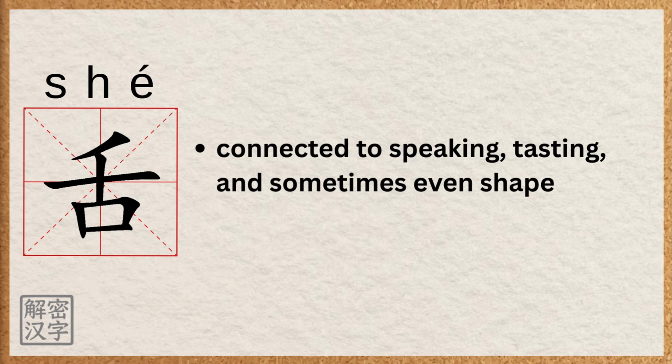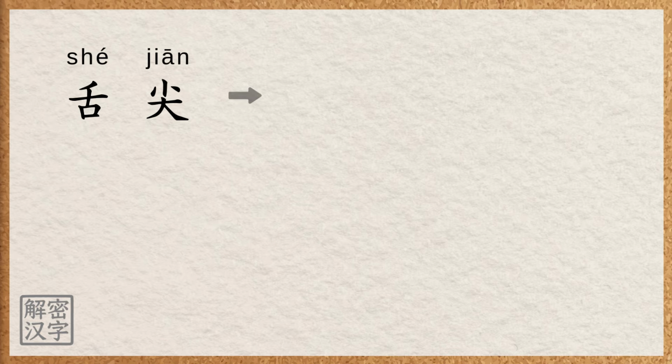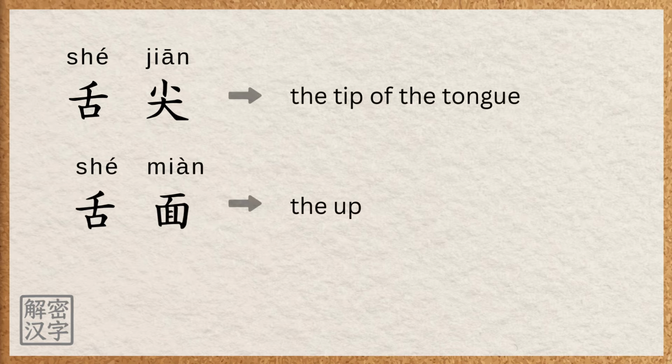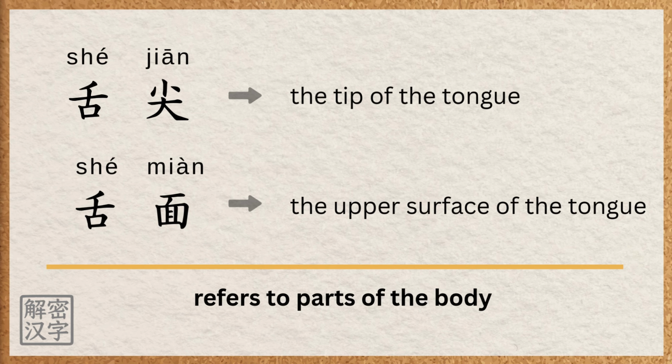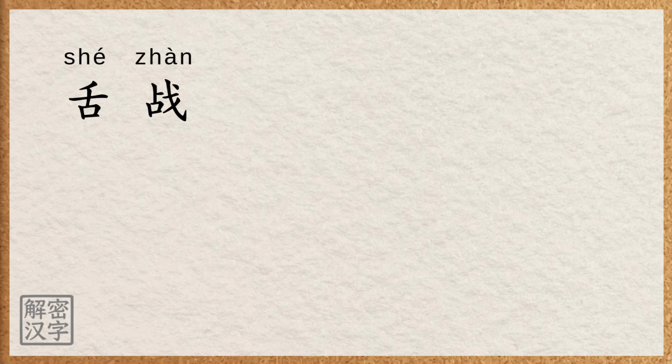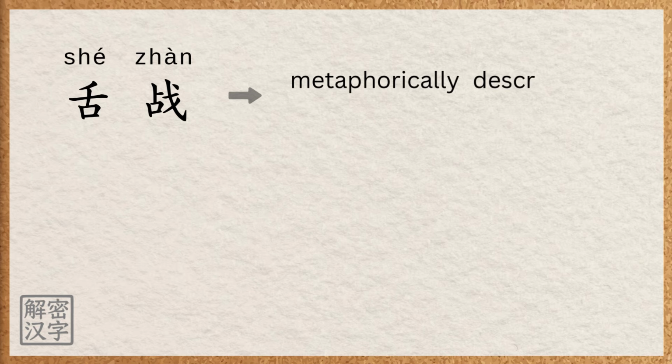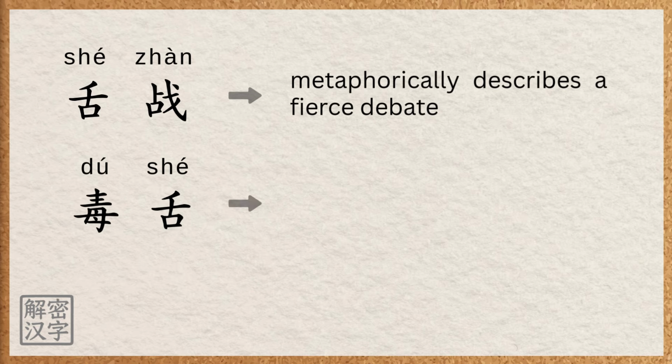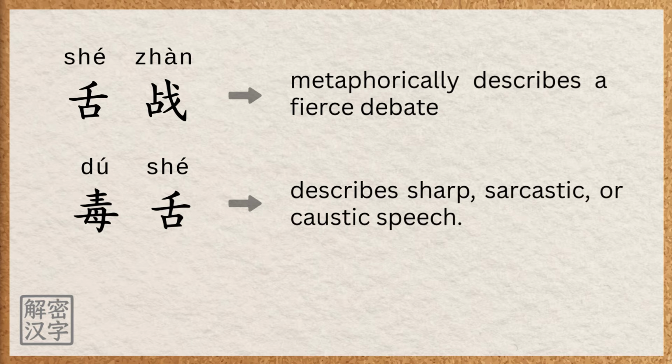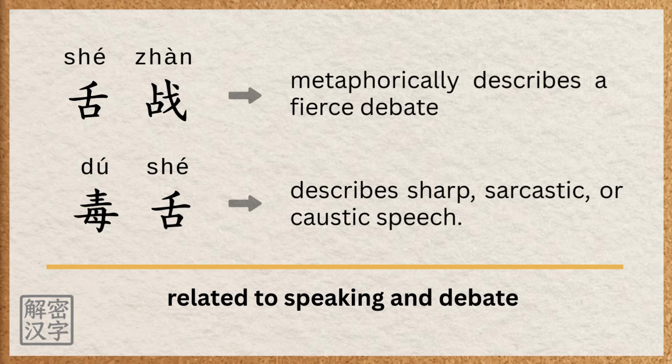For example, 舌尖 means the tip of the tongue. 舌面 means the upper surface of the tongue. In these words, 舌 directly refers to parts of the body. 舌战 metaphorically describes a fierce debate. 毒舌 describes sharp, sarcastic, or caustic speech. Here, 舌 is related to speaking and debate.